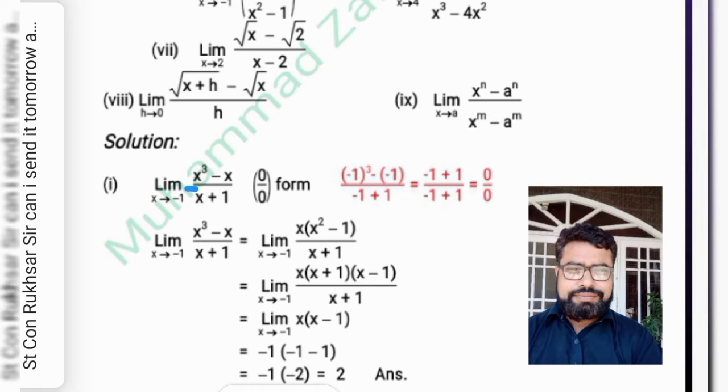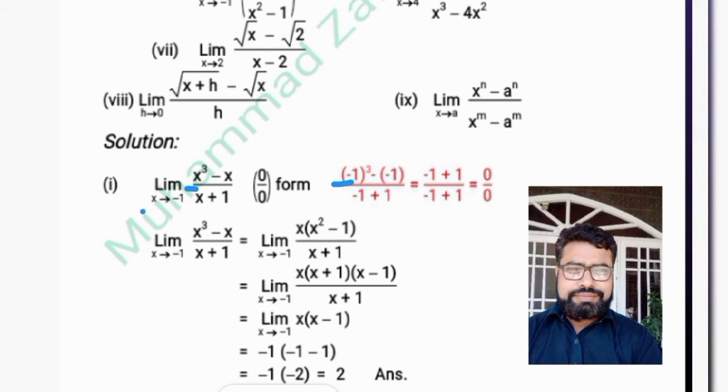As there is x cube, we will write minus 1 cube, as the value of x is minus 1. There is a sign of subtraction between them, so we will write minus, and the value of x is minus 1, so we will put minus 1. In the denominator the value of x is minus 1 and there is plus 1, so we write plus 1 here. Now we have to simplify it. Minus 1 cube is minus 1, minus into minus will be plus 1, minus 1 plus 1 is equal to 0, and minus 1 plus 1 is equal to 0.